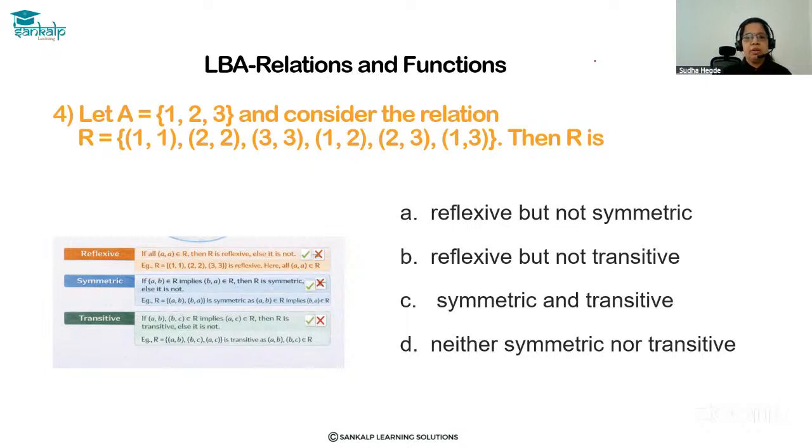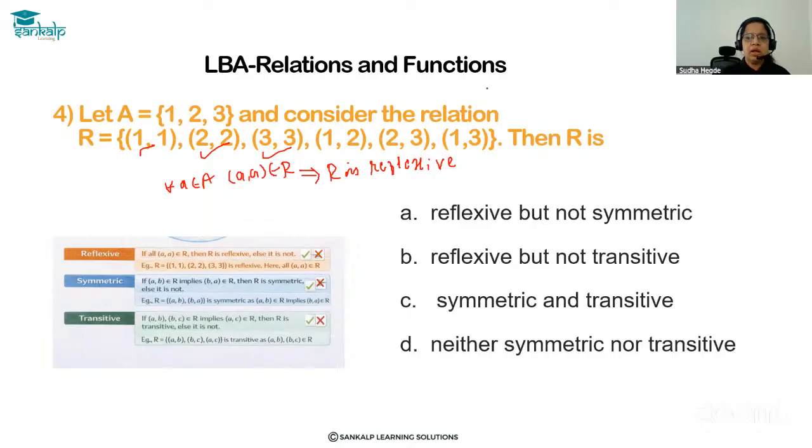Okay. See the relation. (1, 1) belongs to R, (2, 2) belongs to R, (3, 3) belongs to R. So for all a belonging to A, (a, a) belongs to R. This is true, which implies R is reflexive.